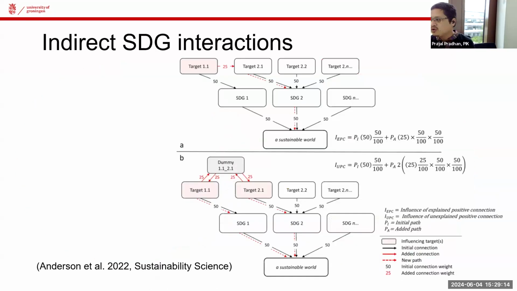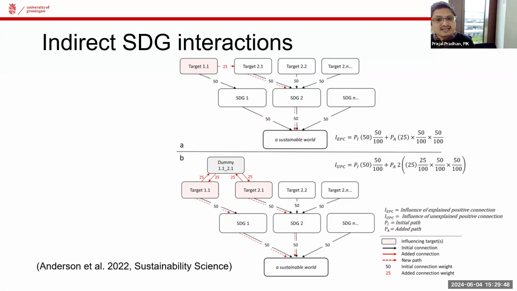Second is that we also can use these SDG interactions and try to understand not only the direct SDG interactions, but also the indirect SDG interactions. For example, here, if target 1.1 and target 2.2 are interconnected, then the ultimate goal of a sustainable world is also influenced indirectly by target 1.1 because of this interlinkage.